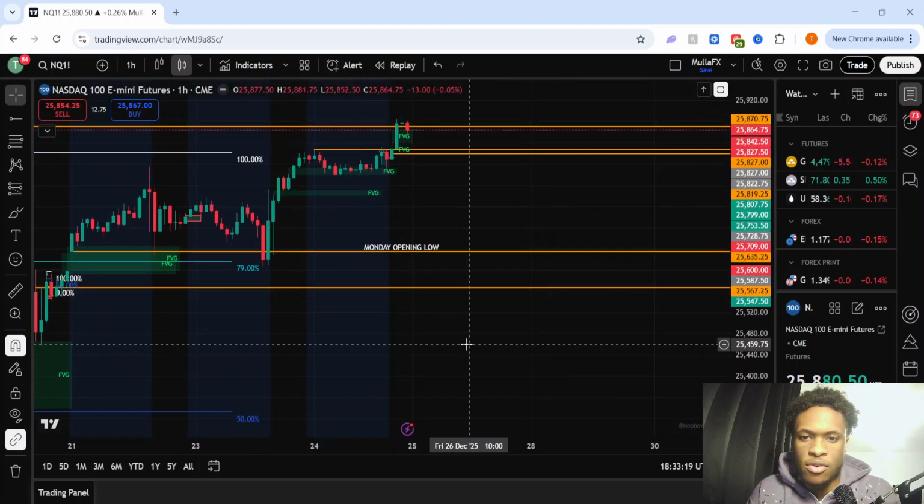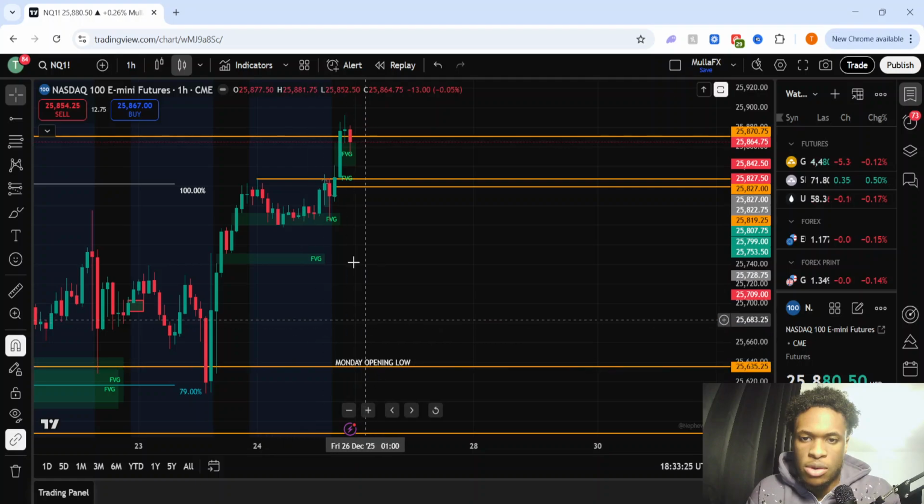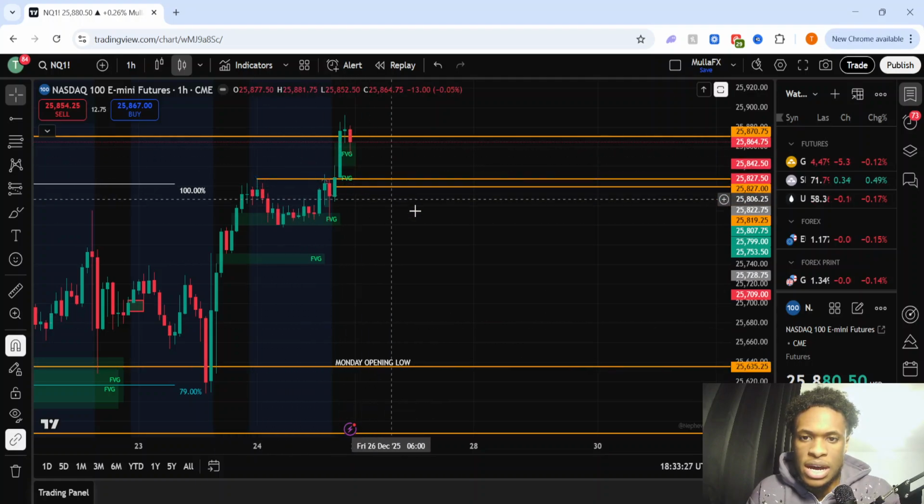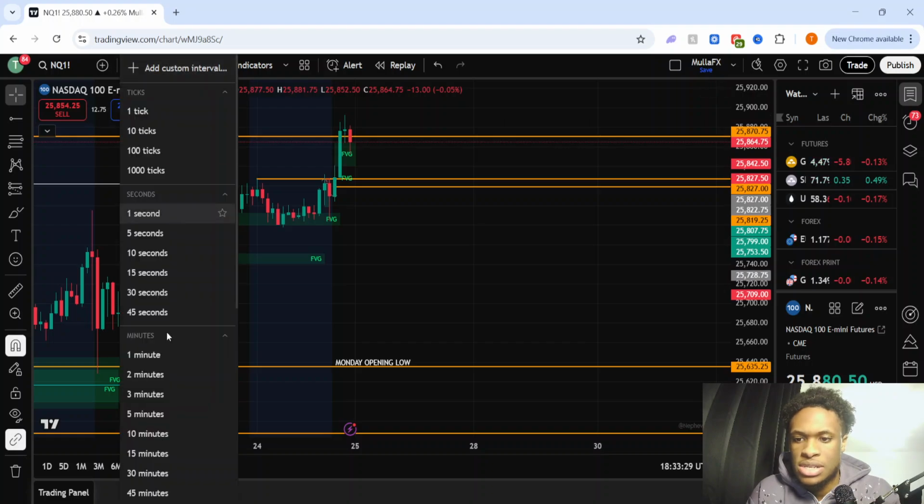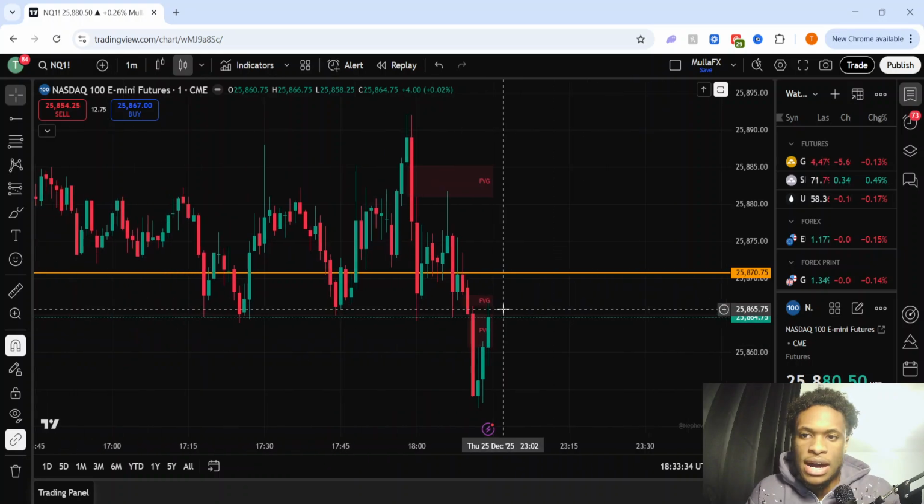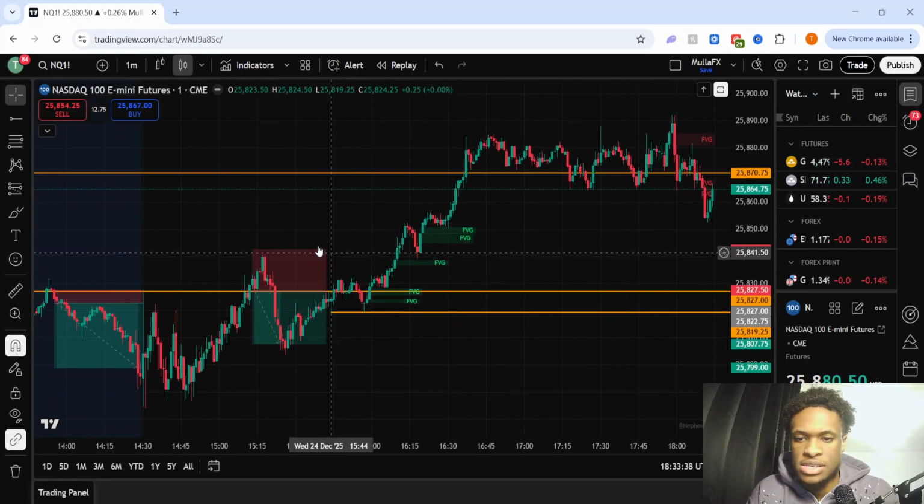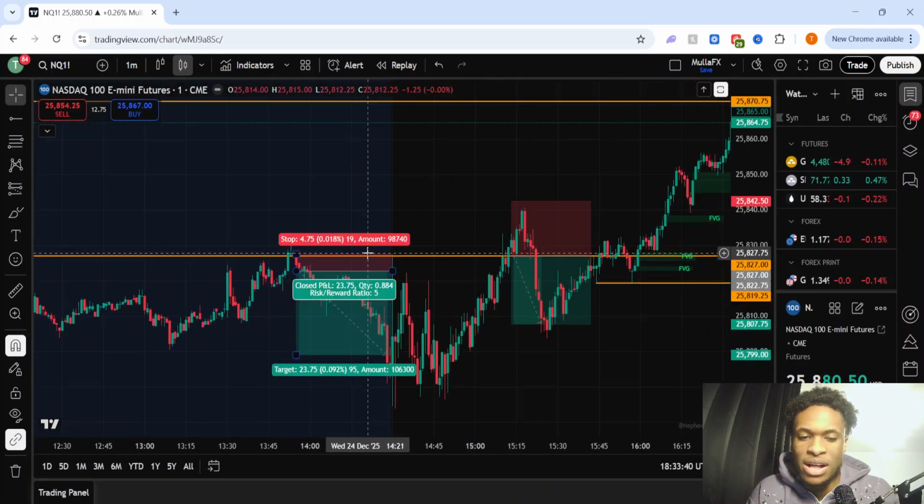And then of course, like I said, marked everything out clearly. As you can see, this is the Monday opening low. This one was the Monday opening high, and I marked everything out directly on the chart. Then once I did that, I started looking for where my entry would be. Like I said, it did come quite well in that sense.